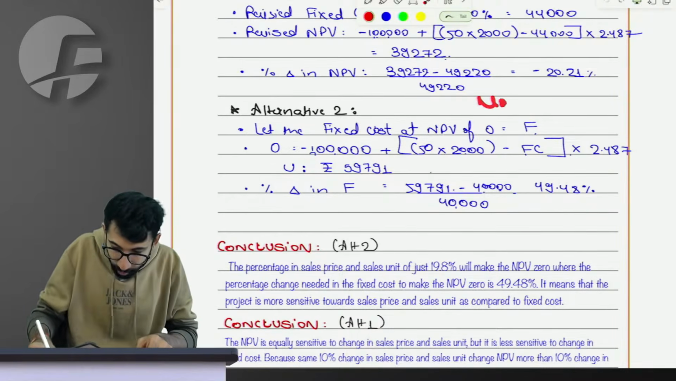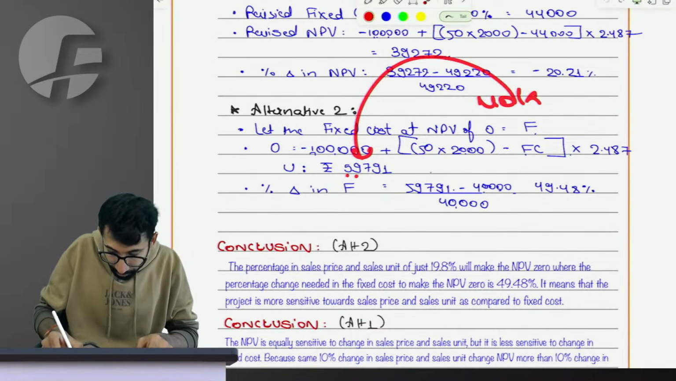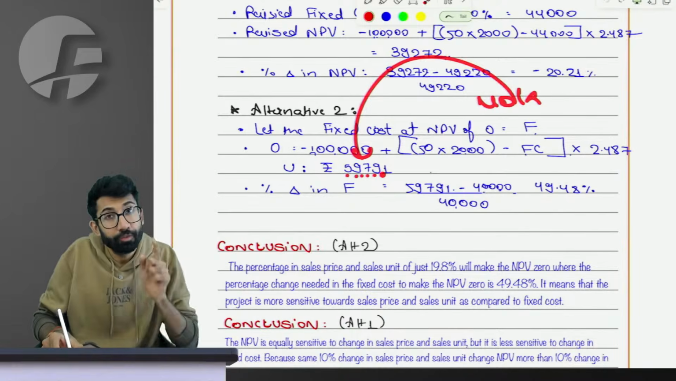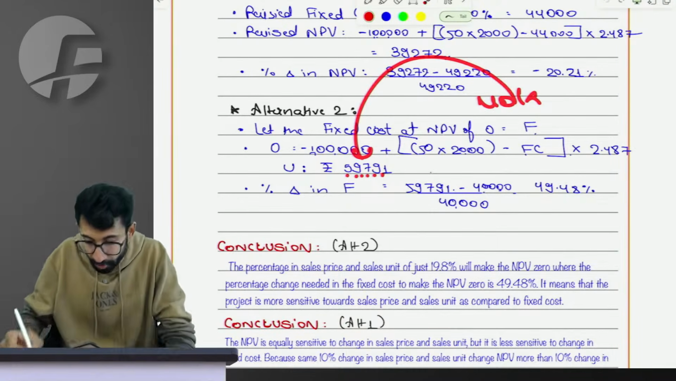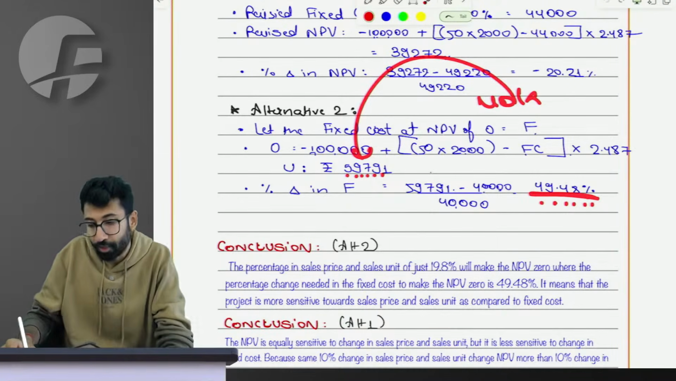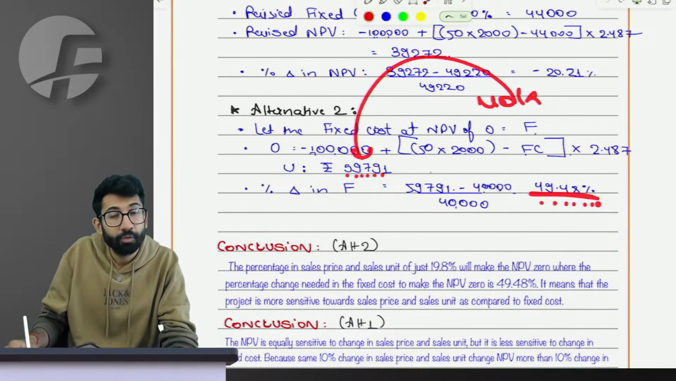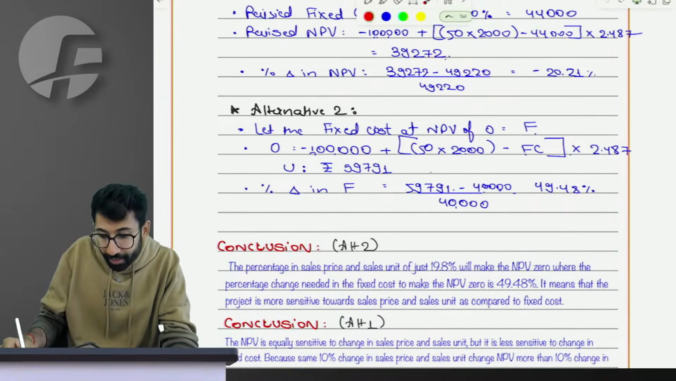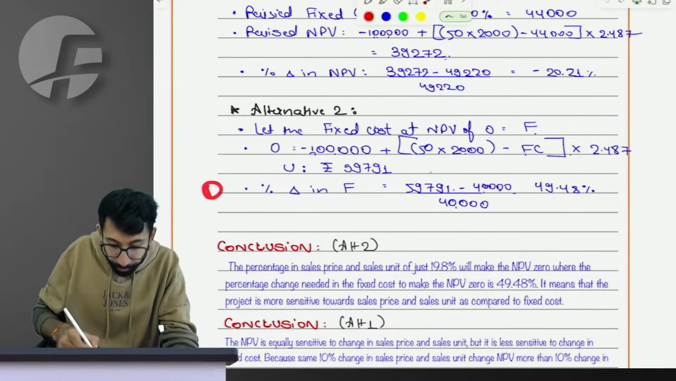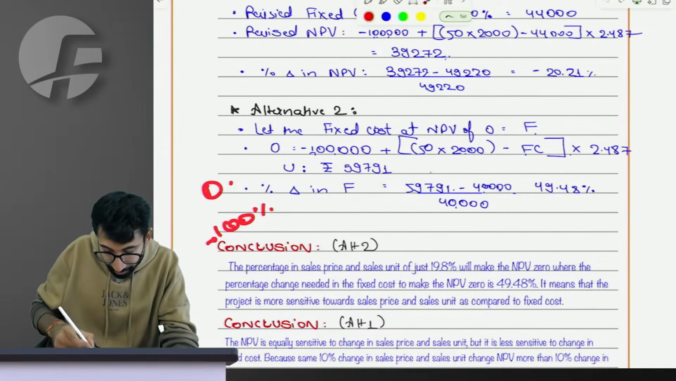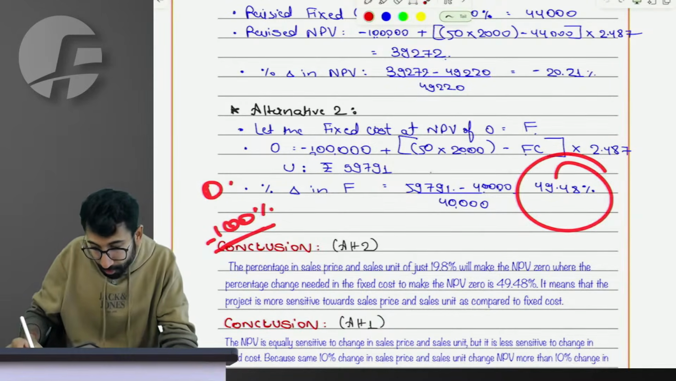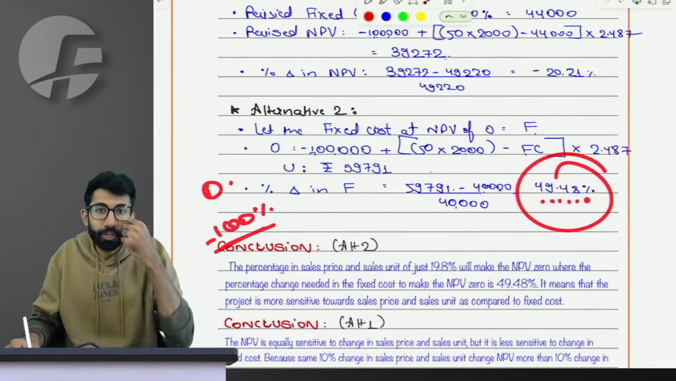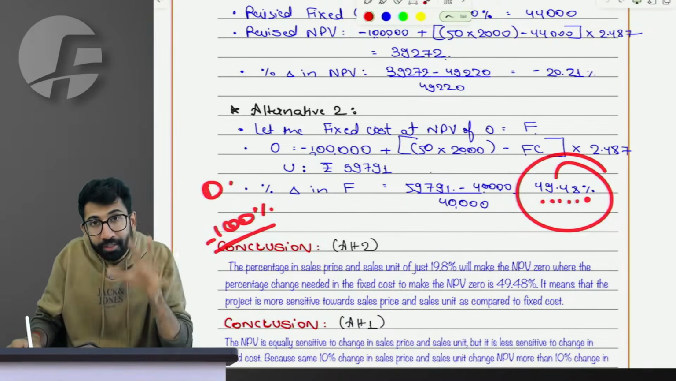The fixed cost, which was initially 40k, has to increase to 59,791 if you want to really make the NPV 0, which means in percentage terms it is 49.48%. What do we want to say? We say that to make NPV 0, or to change the NPV by 100%, the fixed cost will have to increase by 49.48%.